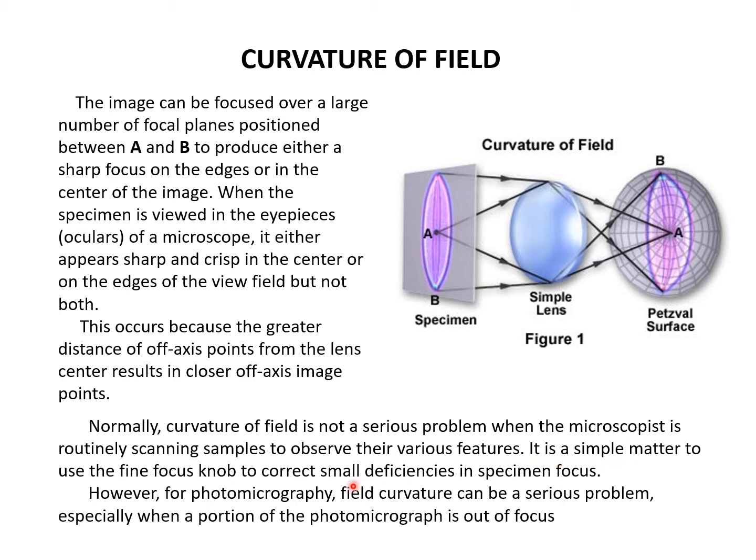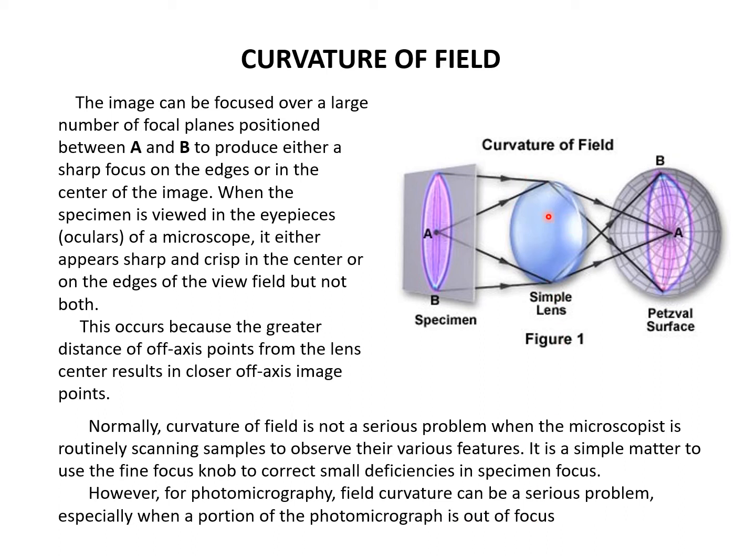It is a simple matter to use the fine focus knob to correct small deficiencies in specimen focus. So, normally this curvature of field defect is neglected because it can be simply rectified by the fine focus knob. But in photomicrography applications, the field curvature can be a serious problem, especially when a portion of the photograph is out of focus.